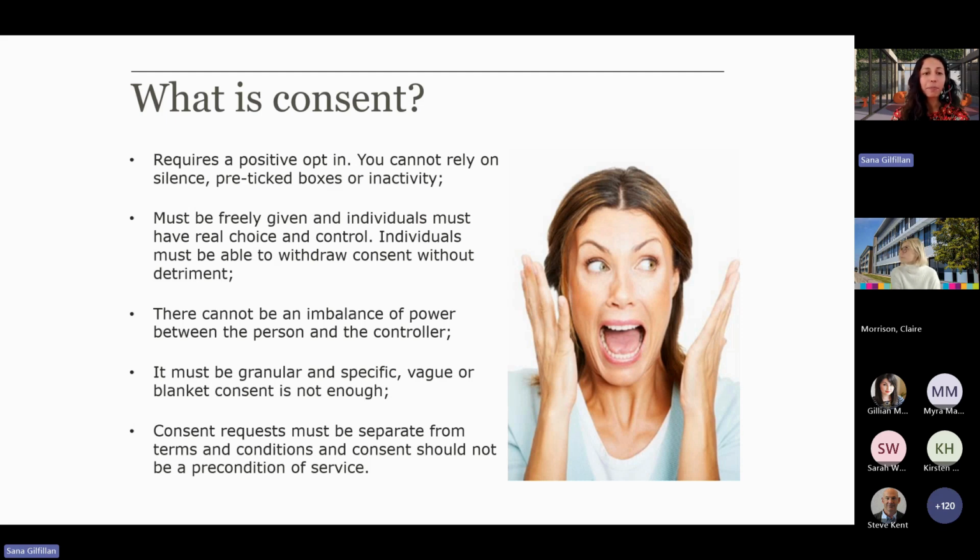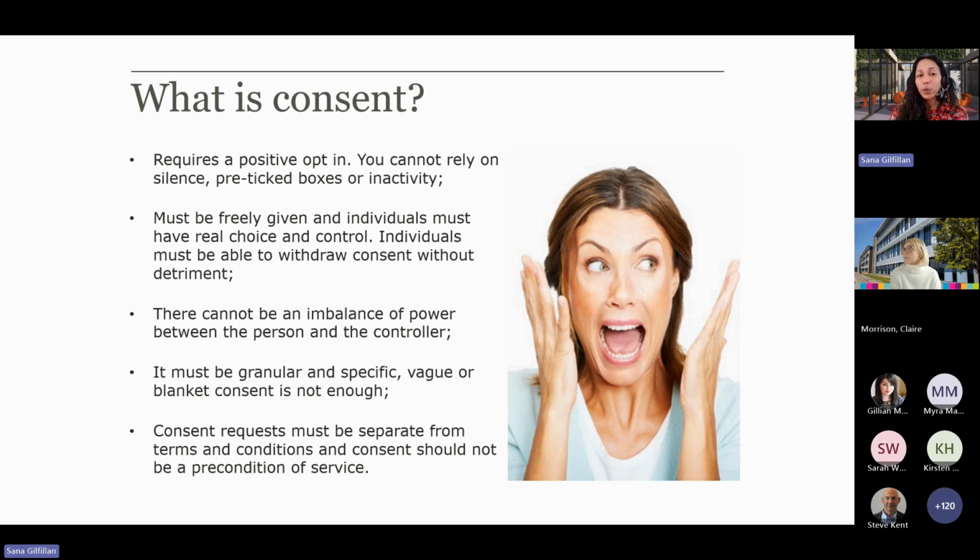You can't have a lack of action be considered consent. It has to be freely given. It can't be an imbalance of power, and it cannot be blanket. So you cannot say, for example, I am going to process your personal data to run my charity. That would not be granular, that would not be specific. You have to identify exactly what you're doing with what data and get granular consent for that if that's what you're using.